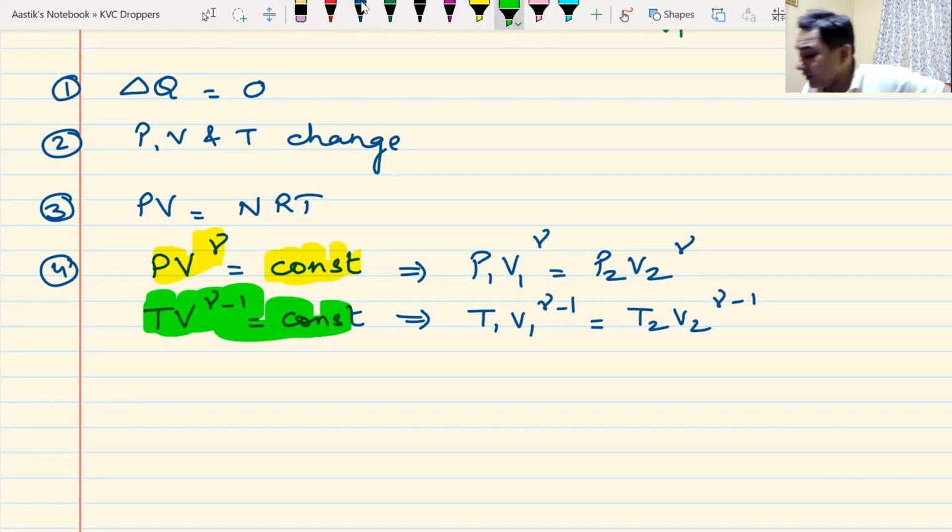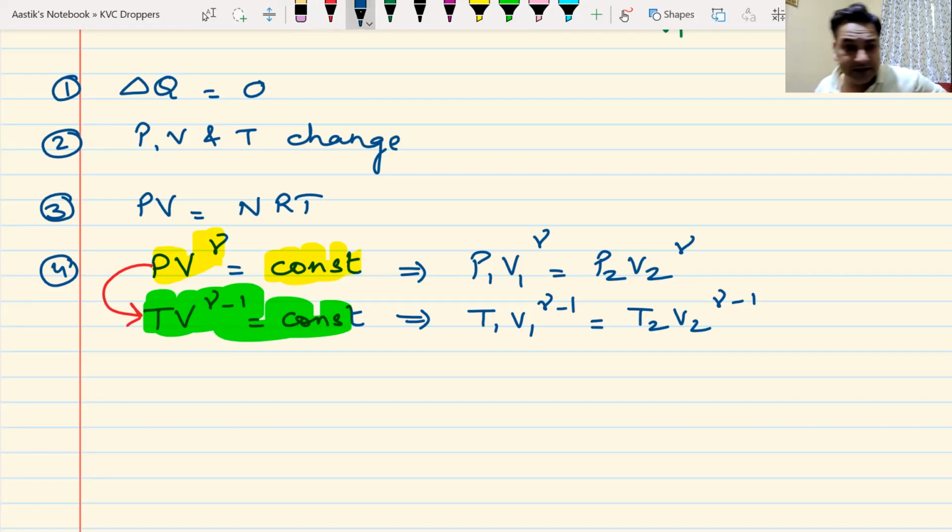The green way is nothing but written in terms of T and V. Here what I have done is I have converted P into T, using PV is equal to nRT. I have converted P into T, and that is how the equation looks. Do we understand this? Can I have some raised hands that we understand this?